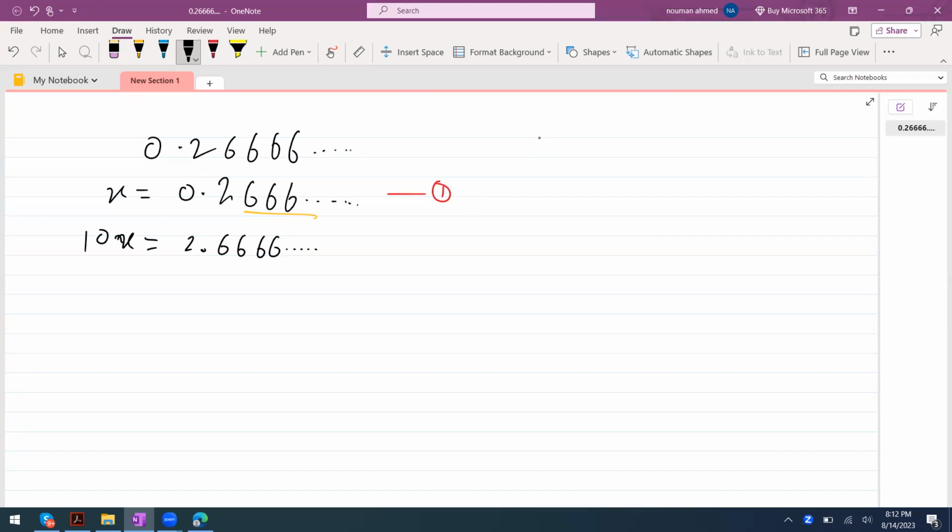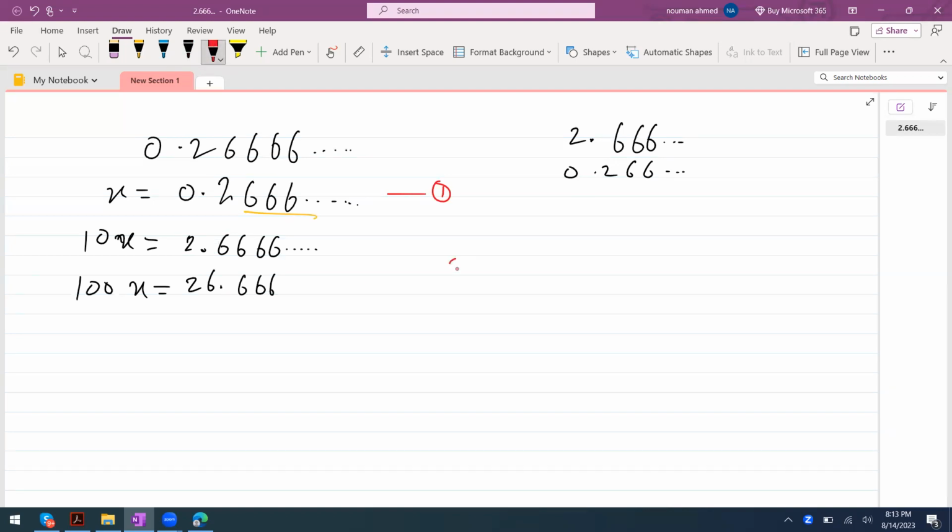Abdullah, if I subtract this decimal from this decimal, 2.666 and so on from 0.266 and so on, is the repeating part finished? It's still not finished, right? No, sir. Yes. So let's try 100x. I want it to be exactly finished. 100x moves the decimal place, it's 26.666. Now it's ideal. It's very convenient now.